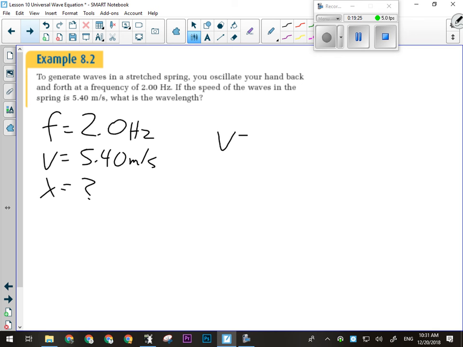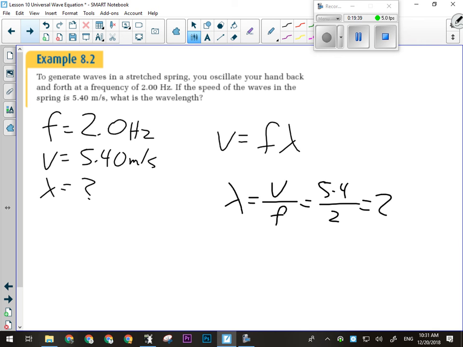I have a formula that contains all of those. V equals F times lambda, and I just solve for lambda. So that's going to be 5.40 divided by 2, so that should be 2.7 meters for our wavelength. All right, not too tough, right?